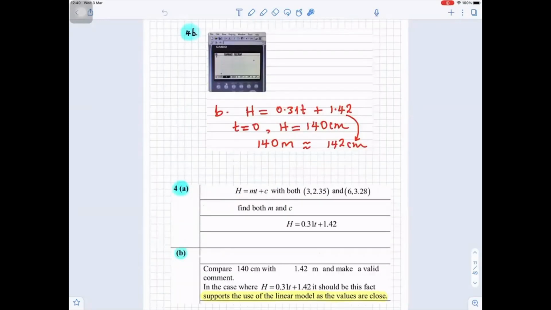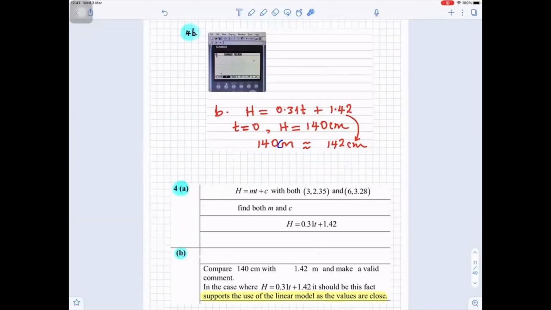Question 4b. When we use the same equation, h is 0.31t plus 1.42, when t is equal to 0, we got h to be 1.42 meters, and h is 140 centimeters. So 140 centimeters is similar to 142 centimeters, approximately 142 centimeters.